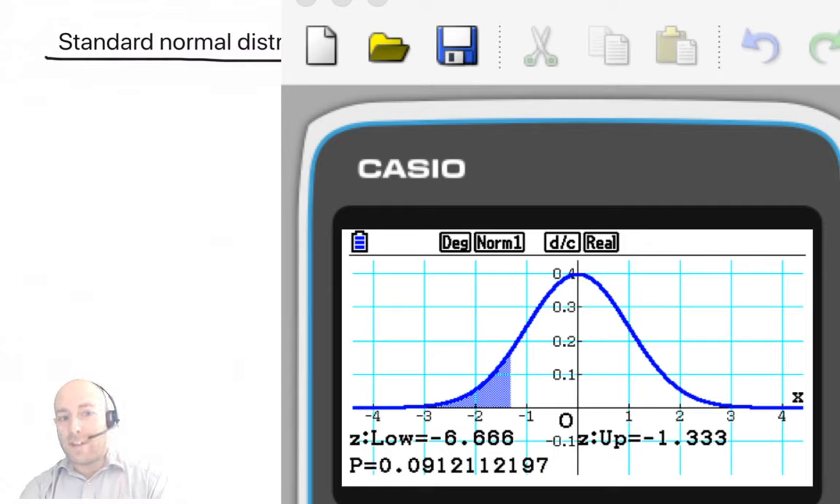Nothing so far. Anybody? Mean and standard deviation of this distribution? Mean 0? Yes, you can clearly see that. How about standard deviation?